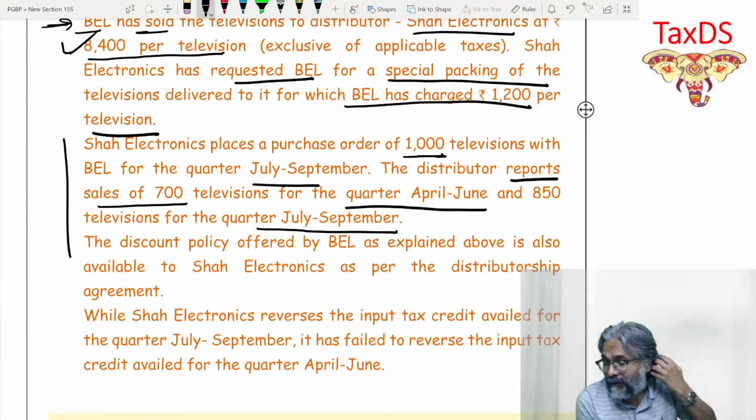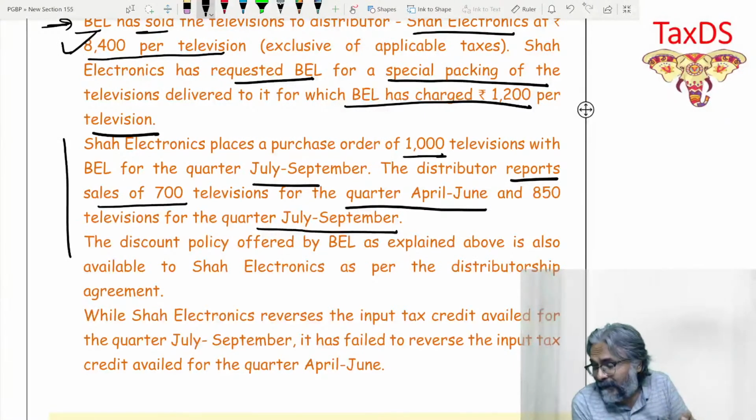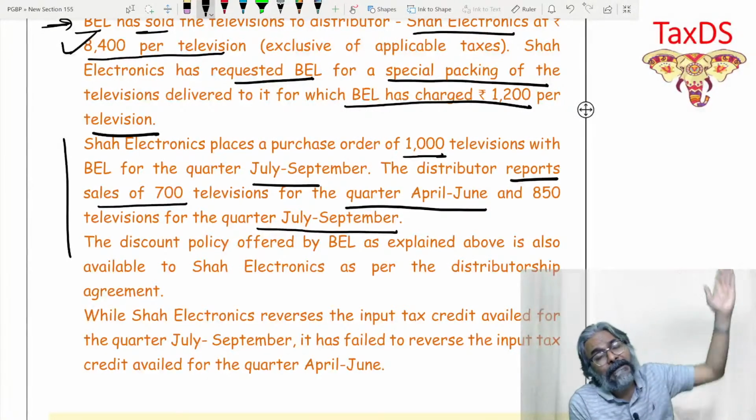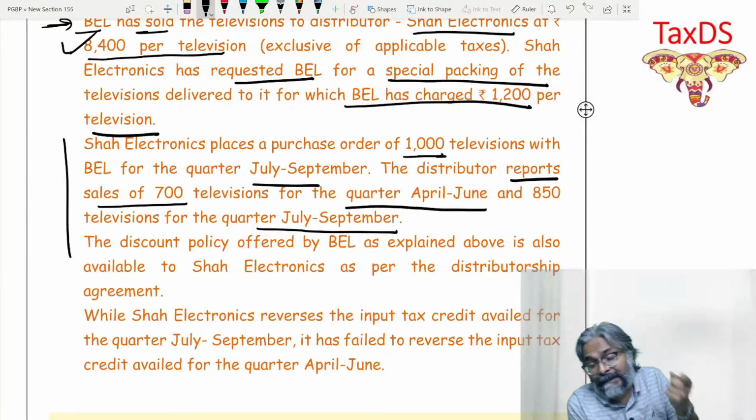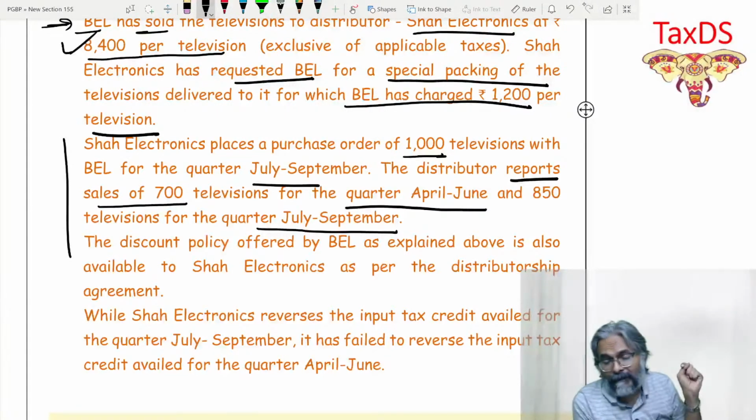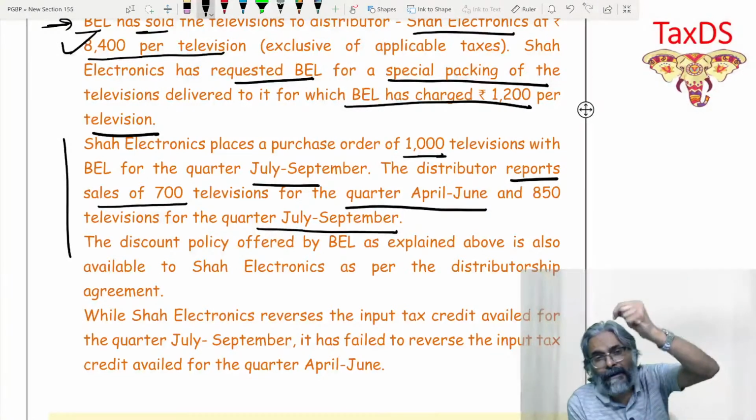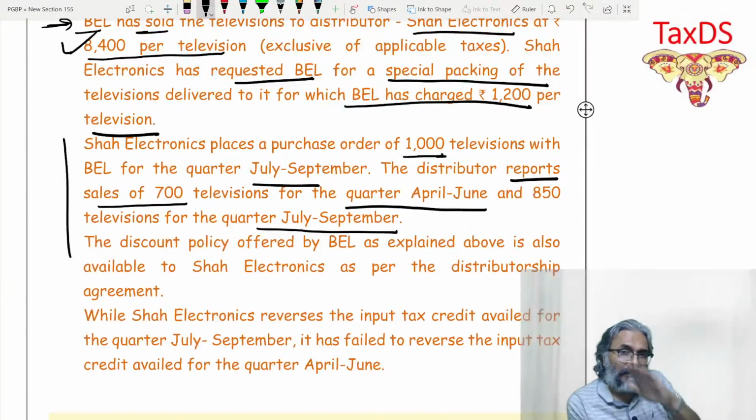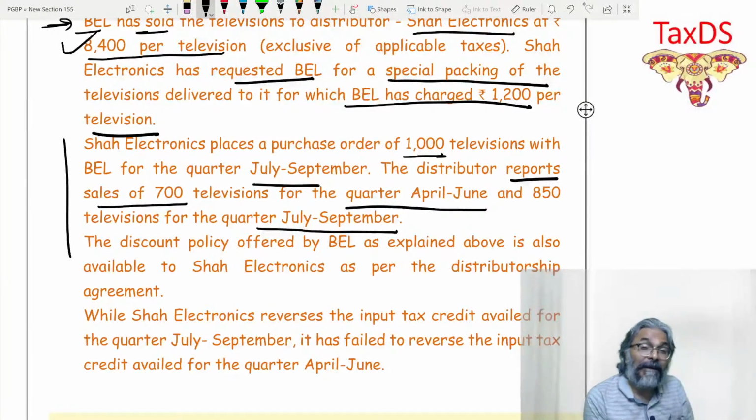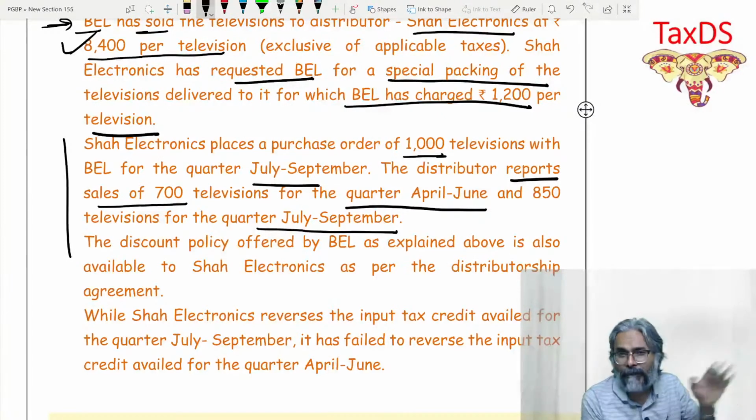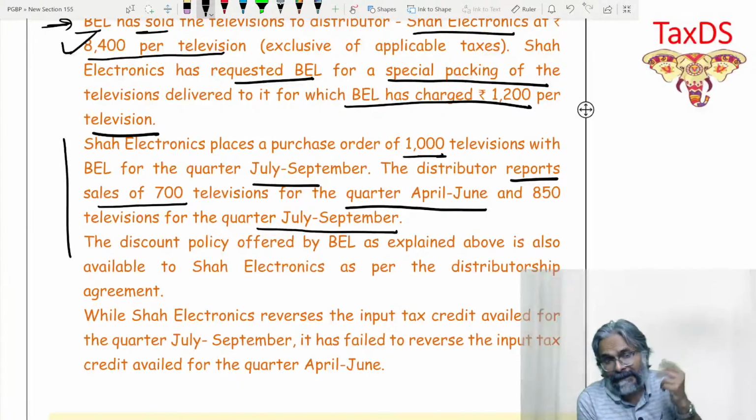The other conditions also. You know that the reversal of the ITC should be done by whom? By the distributor. Why should ITC be reversed? Because the original tax invoice given by the manufacturer is on a gross basis, so the ITC would have been claimed more by the recipient. Now with this discount, the manufacturer is going to issue the credit note, and the recipient, that is the distributor, will have to reverse the credit. Is that clear to all of you? That exactly is the point.